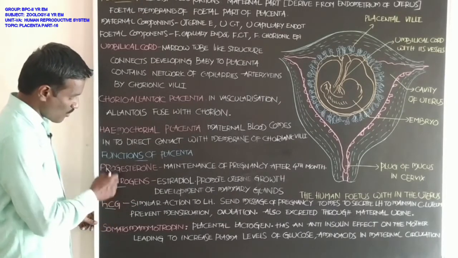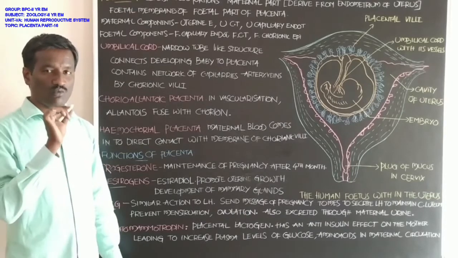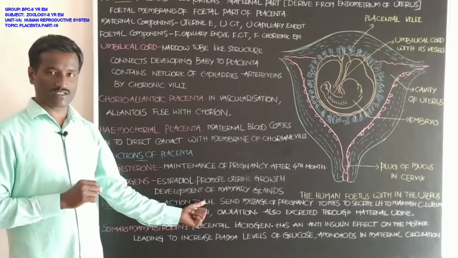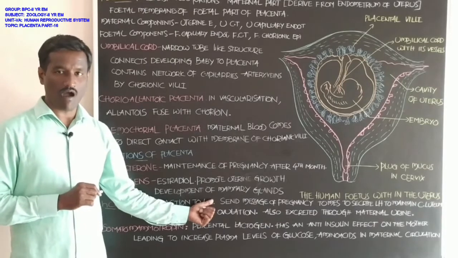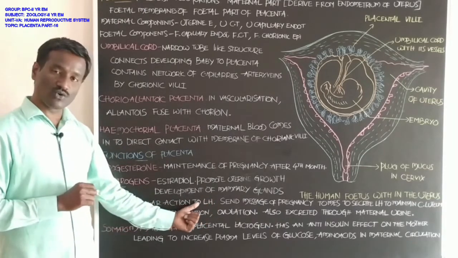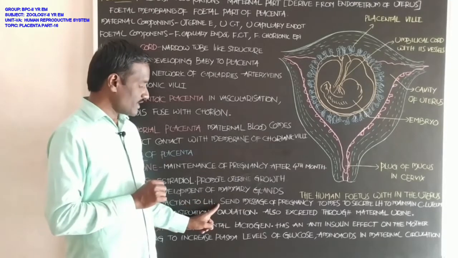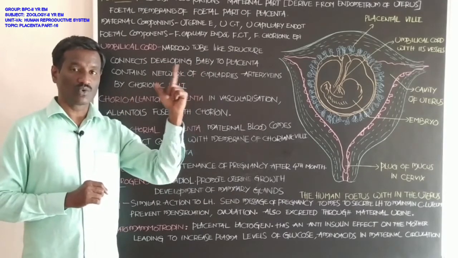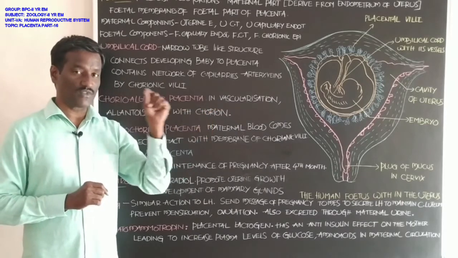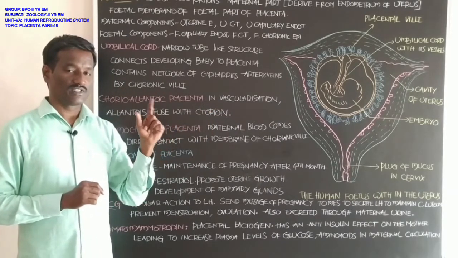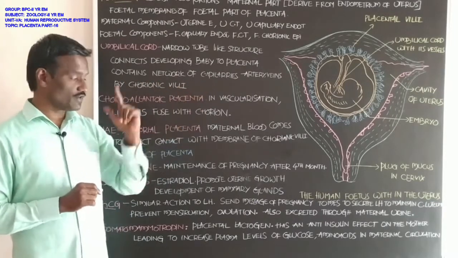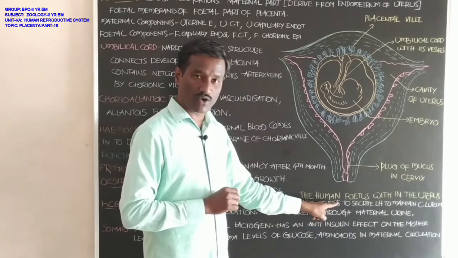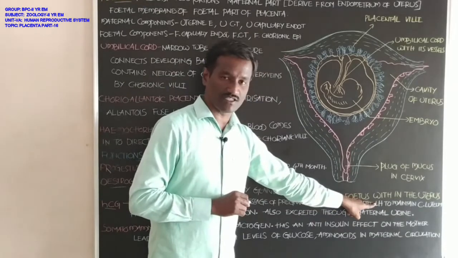Next, human chorionic gonadotropin, HCG. It shows a similar action to luteinizing hormone, LH. Human chorionic gonadotropin sends the message of pregnancy to the master endocrine gland, the pituitary gland, to secrete LH.